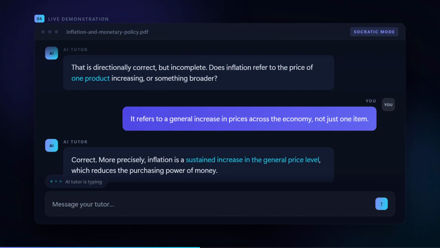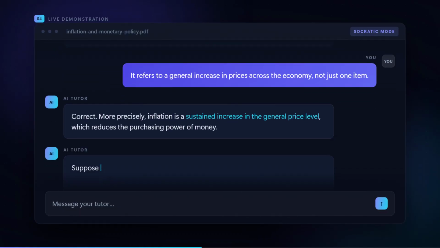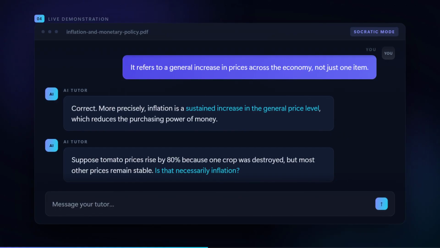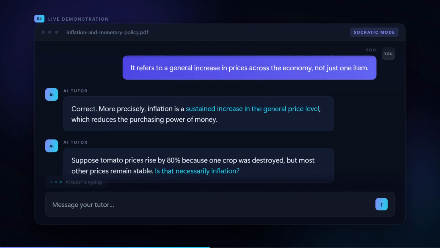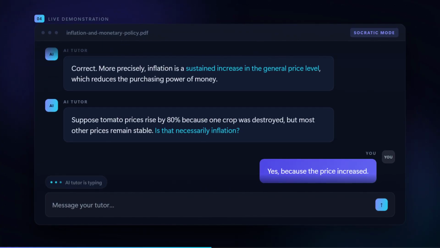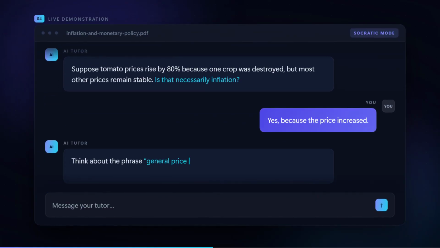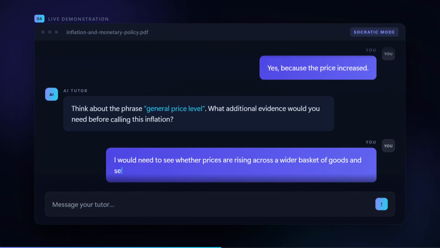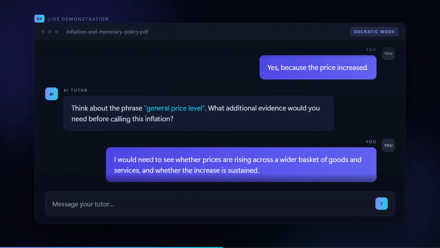The AI now increases the difficulty. "Suppose tomato prices rise by 80% because one crop was destroyed, but most other prices remain stable. Is that necessarily inflation?" I answer, "Yes, because the price increased." "Think about the phrase, general price level. What additional evidence would you need before calling this inflation?" Now I realize my mistake. "I would need to see whether prices are rising across a wider basket of goods and services, and whether the increase is sustained."